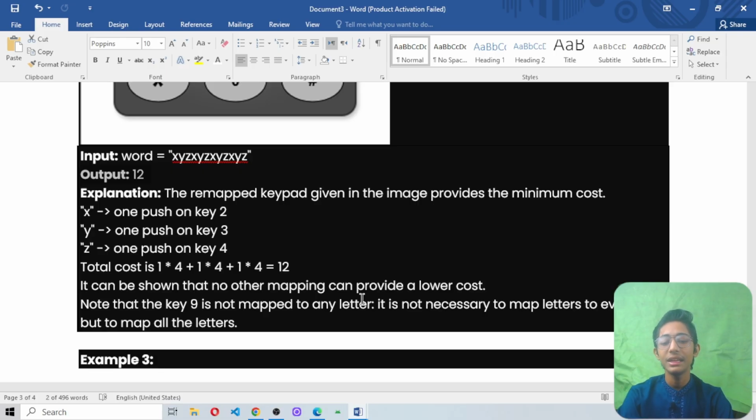So note that the key 9 is not mapped to any letter. It is not necessary to map letters to every key, but to map all the letters. Okay.